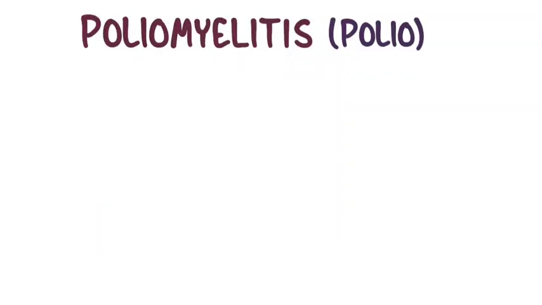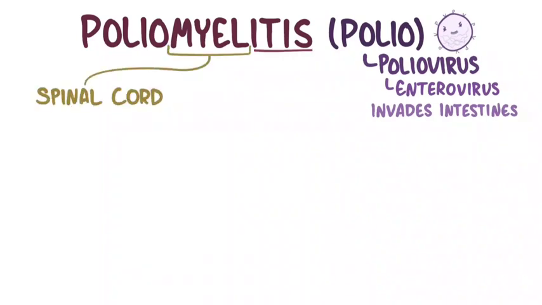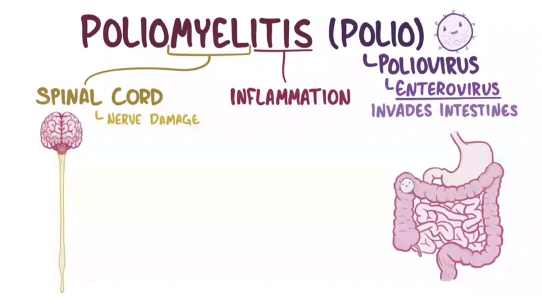Called polio, polio refers to the poliovirus, which is an enterovirus that invades the intestines. And myel refers to the spinal cord, which is affected in the disease. And itis refers to inflammation. So poliomyelitis is an enteroviral disease that first enters the body through the intestines, but then spreads and causes nerve injury in the spinal cord.